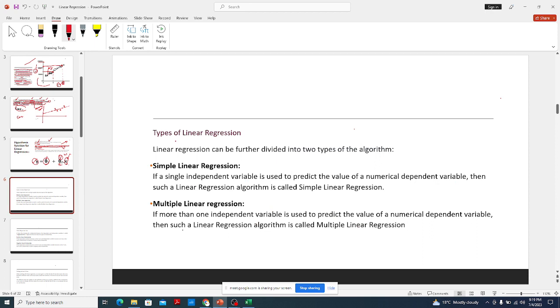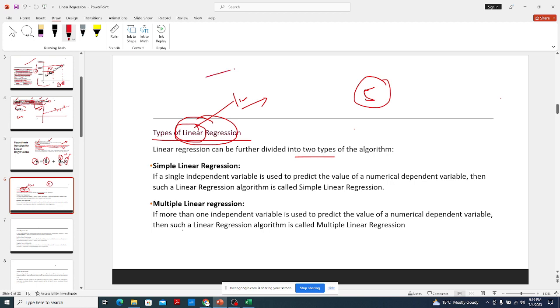Now let's go to types of linear regression. For linear regression, here they are talking about two, but we have almost five types of regression. But these are types of linear regression, meaning we are discussing a linear relationship like a straight line.